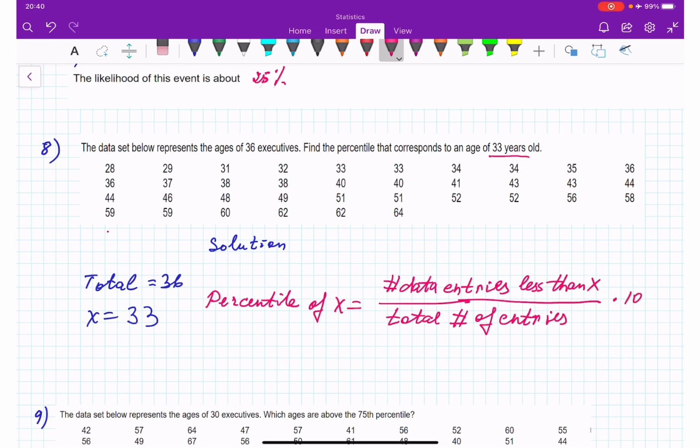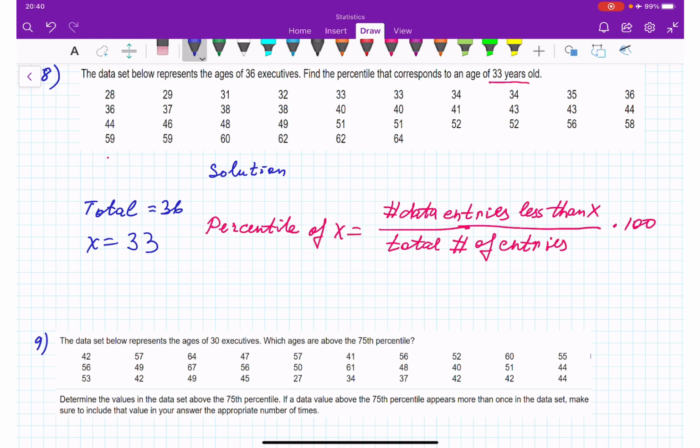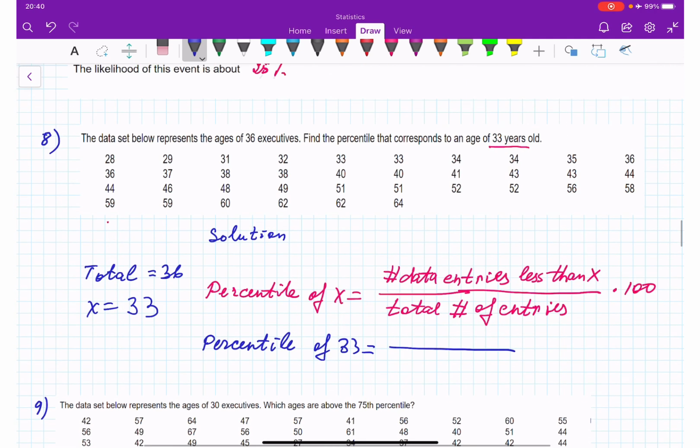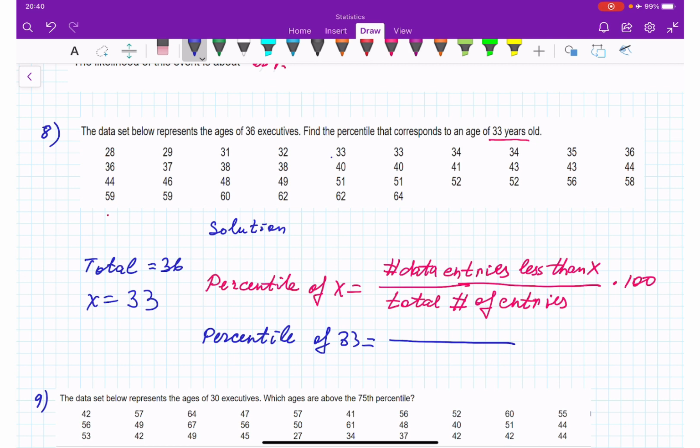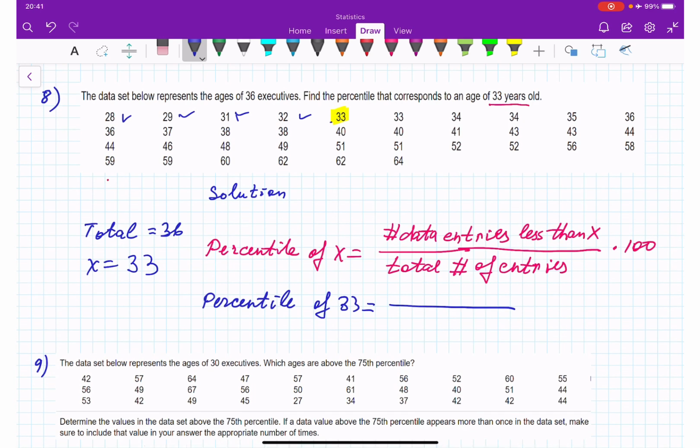And times 100. Okay, so the percentile of 33 is equal to the number of data entries less than X, divided by the total number of entries, times 100. Our X is 33, which is right here. Because we have it in ascending order, it makes our life easier. So how many do we have before 33? We have 1, 2, 3, 4. So it's going to be 4, divided by the total amount, 36.